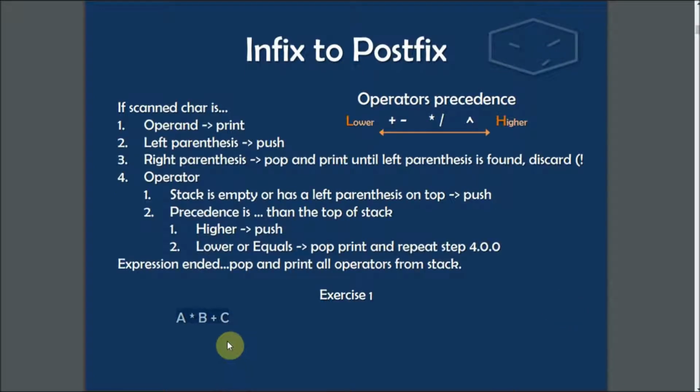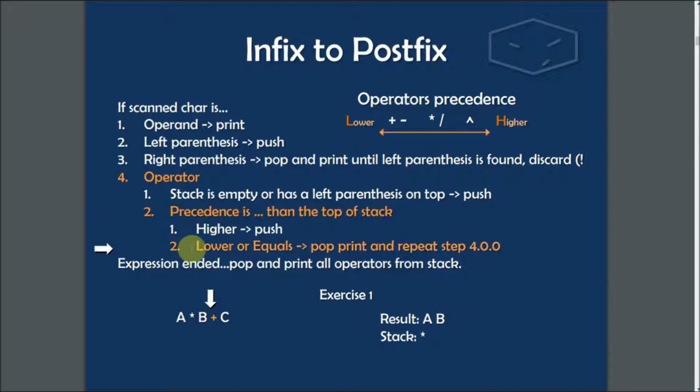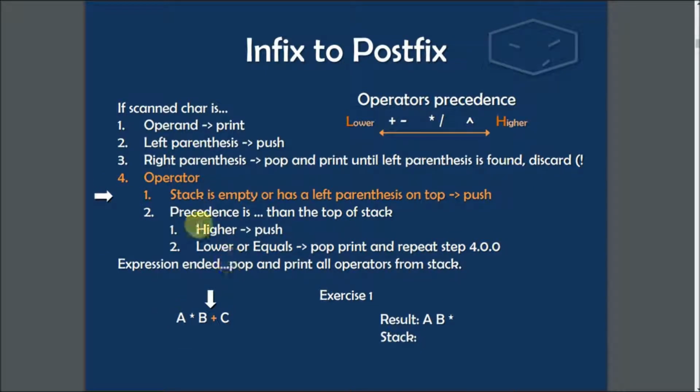So first exercise, A times B plus C. A is the operand, so we print. Times is the operator, the stack is empty, and we push in the stack. B is operand, we print. We have a plus operator, and we must follow the precedence rule. It is lower, because plus is lower than times. So we pop the times and go back, and now the stack is empty, so we can push the plus.